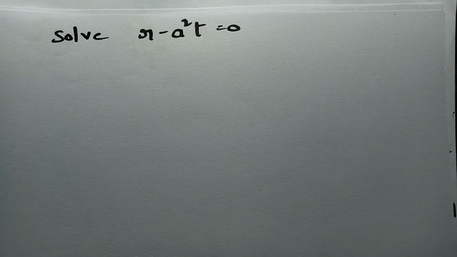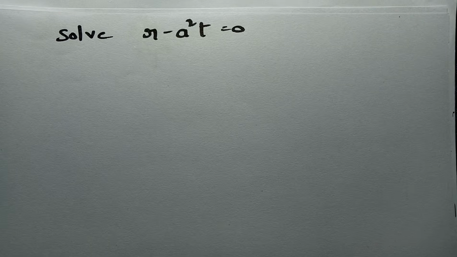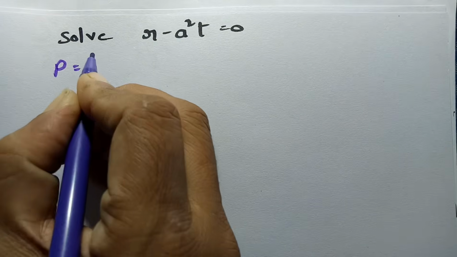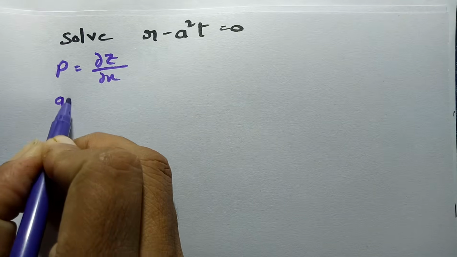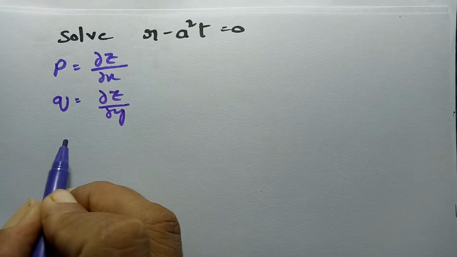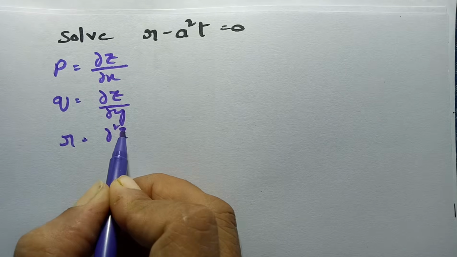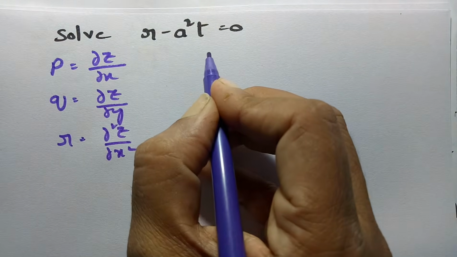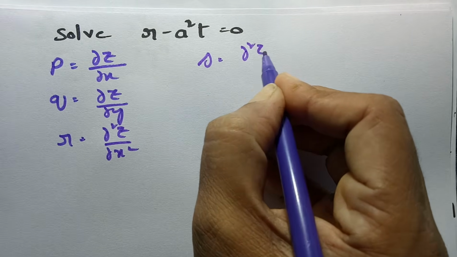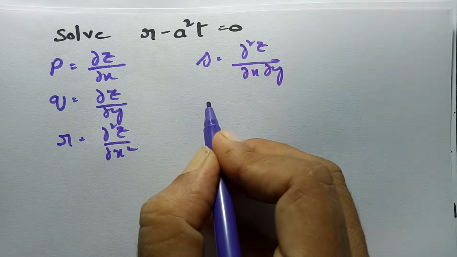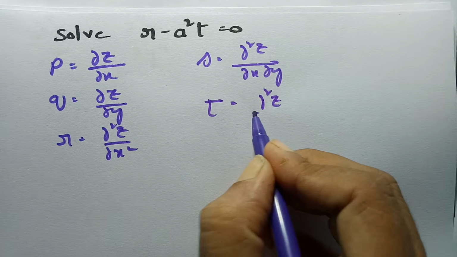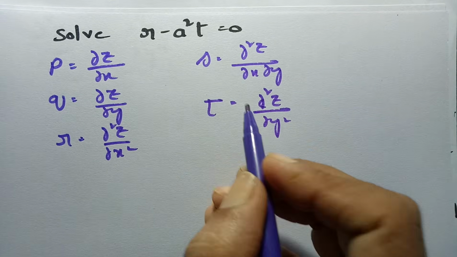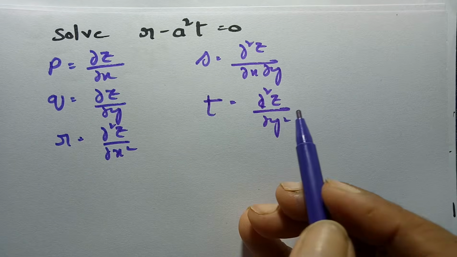So this is the way we have to write. See here, look at this problem: r minus a square t is equal to 0. As you know from partial differential equations, we have p equal to ∂z/∂x, q equal to ∂z/∂y, r equal to ∂²z/∂x², s equal to ∂²z/∂x∂y, and t equal to ∂²z/∂y². In general, we have p, q, r, s and t.